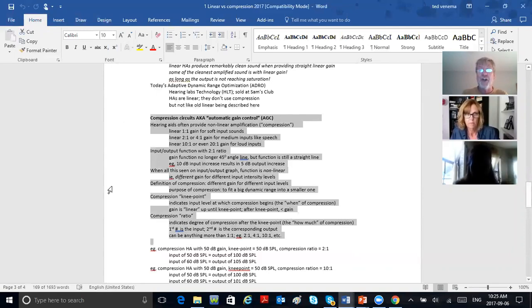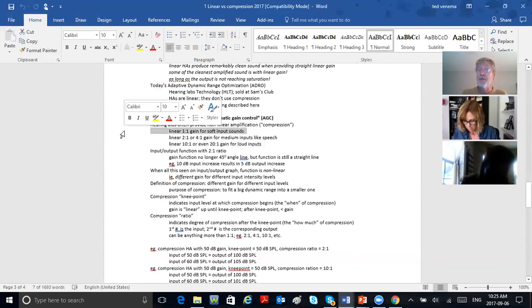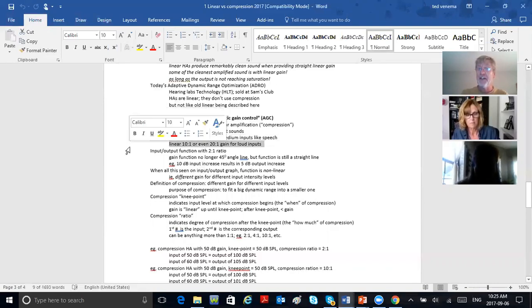Linear gain for soft sounds. And then look at this. A little bit of compression for medium sounds like speech. And then a lot more compression for loud inputs. This is today. So we provide linear gain for soft inputs, and then a little bit of compression for average inputs like speech. And then if someone starts yelling, a lot of compression, or as Tina mentioned, the loud train going by, the hearing aid will automatically go into a lot more compression.